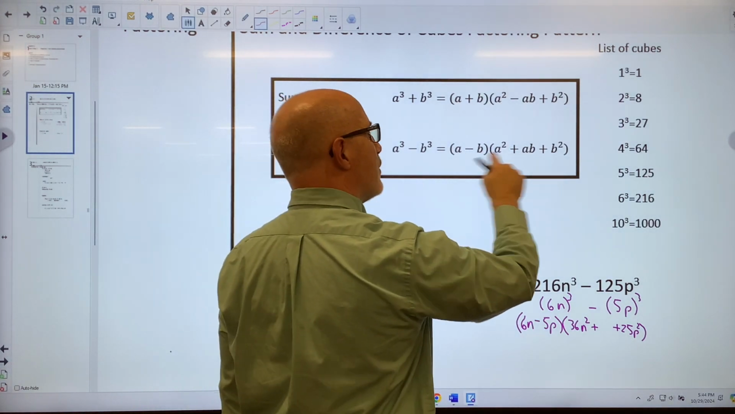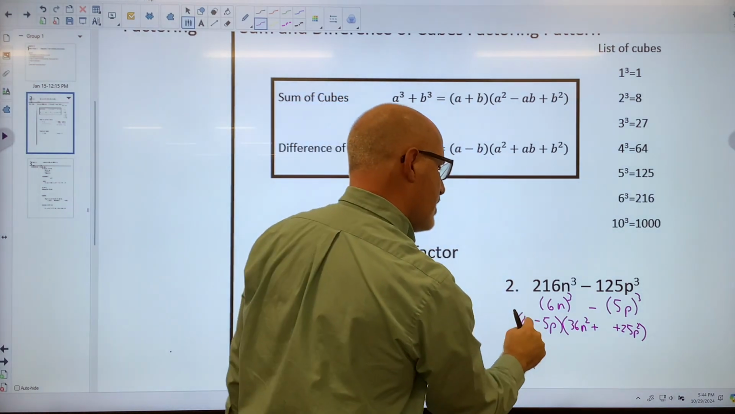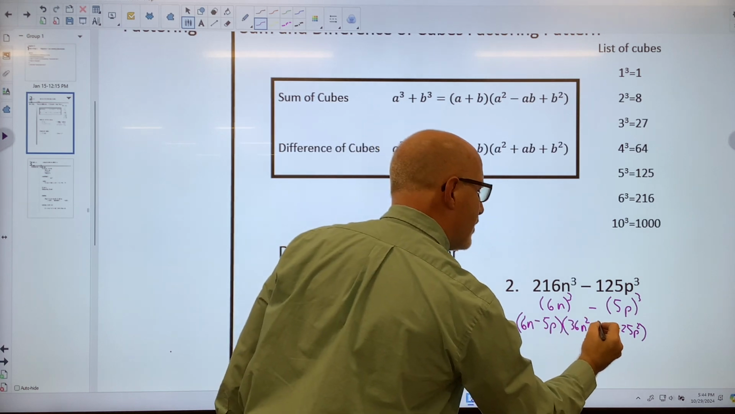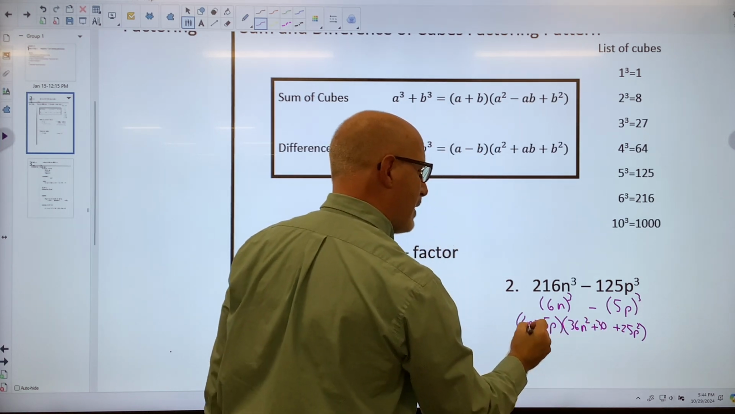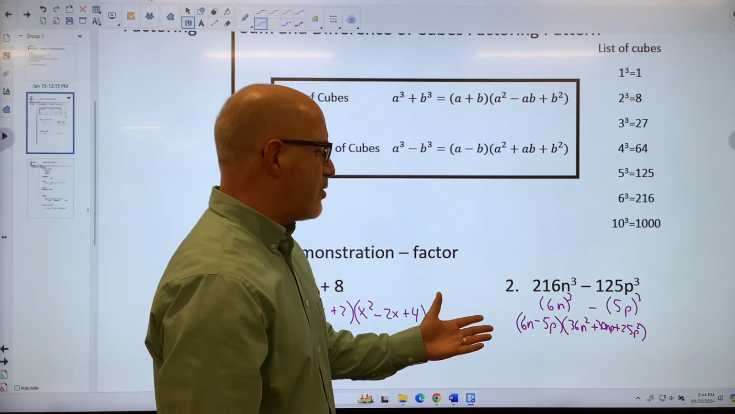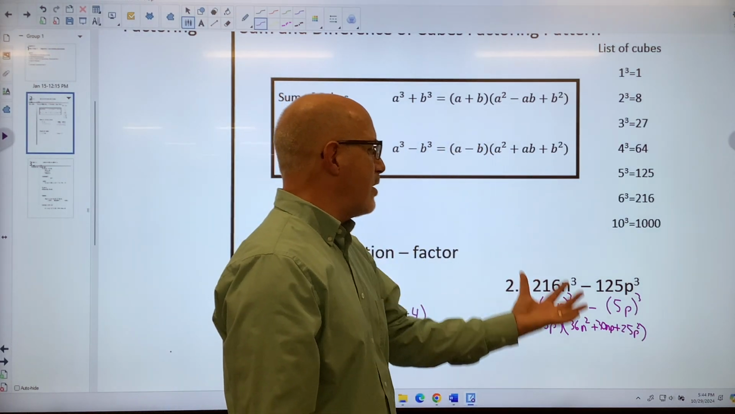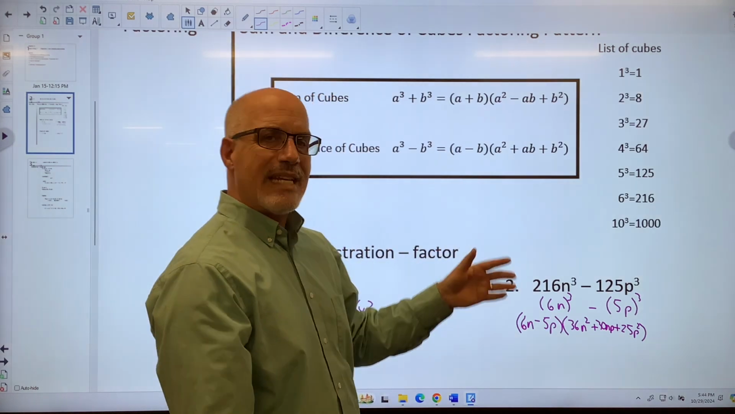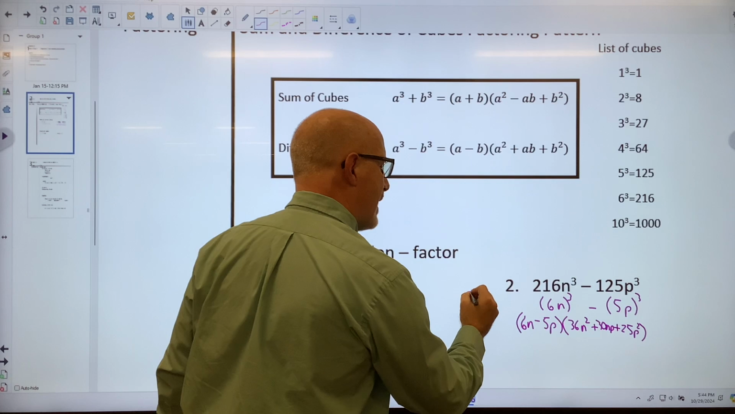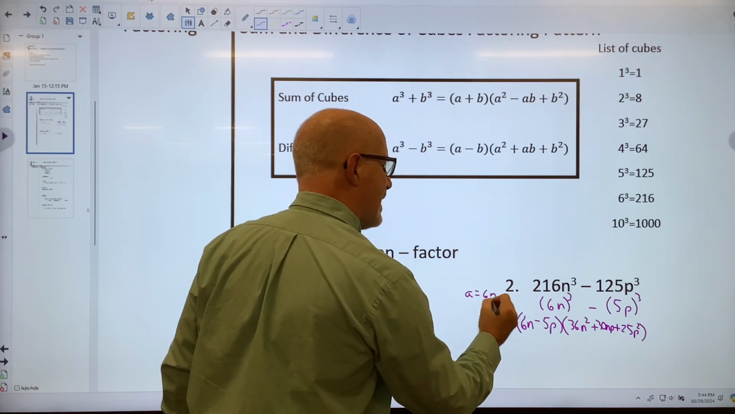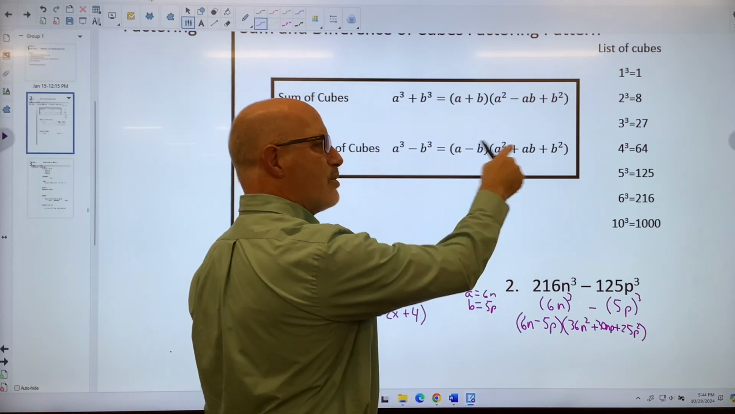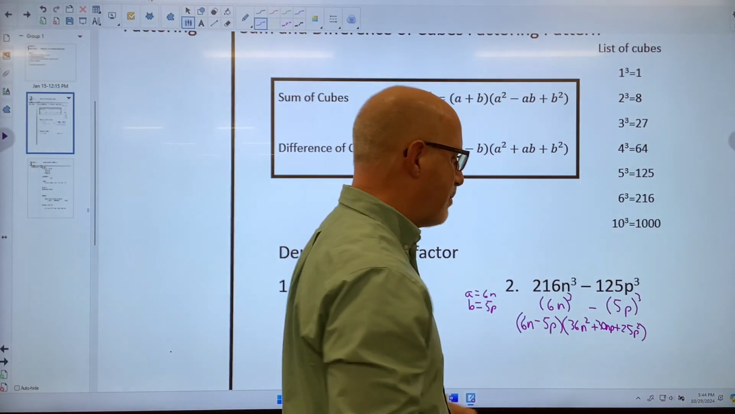And then it just says multiply whatever these two are here. So I'm going to multiply the 6n and the 5p. That's going to give me 30 np there. So my factorization, I have a binomial, a trinomial for that. And I just break down what is the a and b in these two. You might even want to put down that A is equal to 6n and B is equal to 5p and just substitute those into this pattern to simplify.